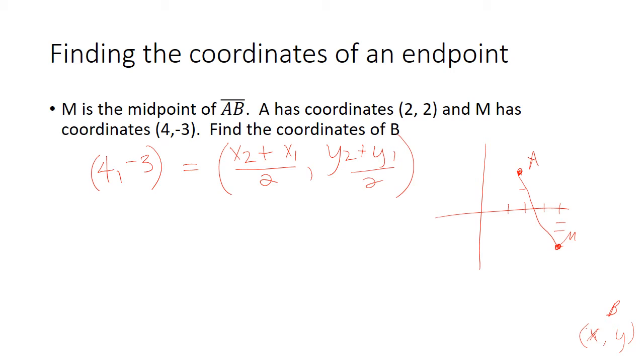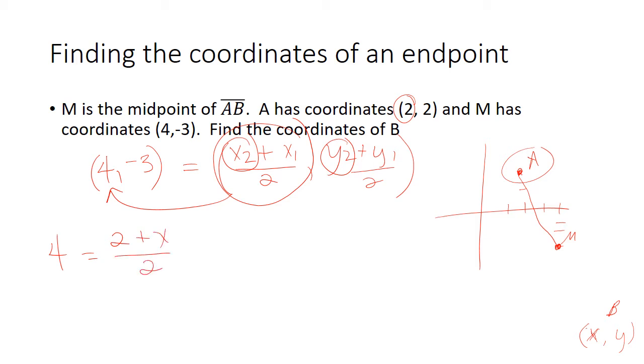So I'm going to replace my x2 and my y2 with the coordinates of point A. Then what I know is that this needs to be equal to 4. So the way I'm going to rewrite it is: 4, because that's what my midpoint equals, is equal to my x coordinate from A, which was 2, so (2 plus x) divided by 2. And my y is going to be equal to -3, so -3 is my y value, (2 plus y) divided by 2.